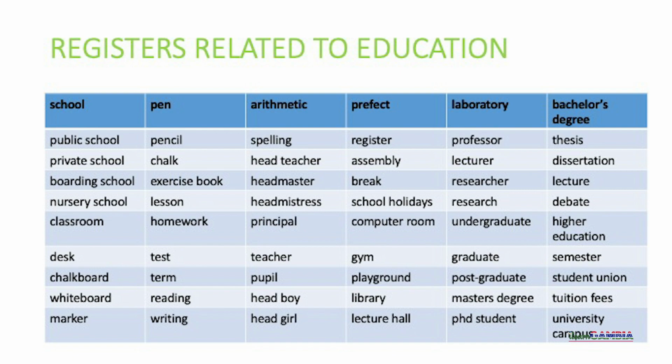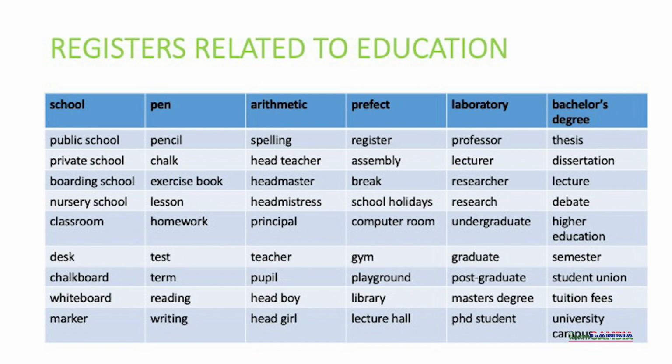If you go to universities, also you have some words that are often used. You have professor, lecturer, researcher or research, undergraduate, okay? You have graduate, you have postgraduate, master's degree, PhD student, thesis, okay, dissertation, lecture, debate, higher education, semester, student union, tuition fees, university campus. These are often words we hear when you go to universities.